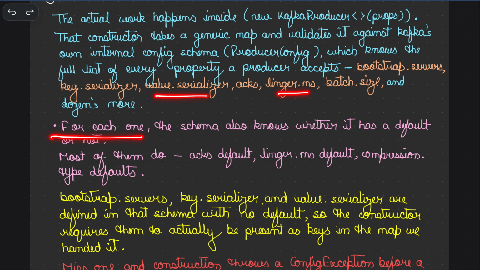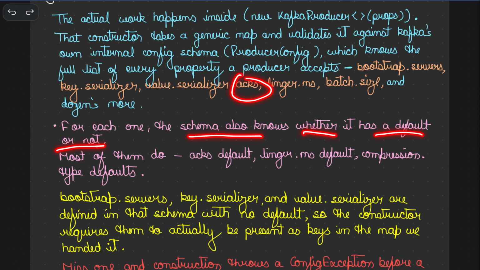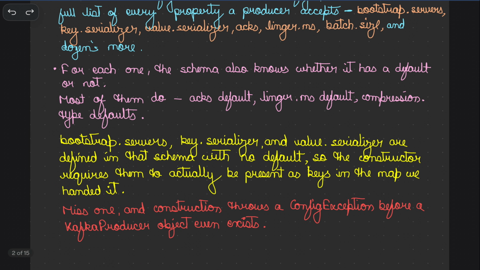For each property, the schema also knows whether it has a default or not. Some properties have a default unless you explicitly mention those values. Most of them do. Acknowledgement has a default, linger.ms has a default, compression type has a default, but bootstrap server, key serializer, and value serializer are defined in that schema with no default. So the constructor requires them to actually be present in the keys of the map we handed it. If we miss one, the construction simply throws a config exception before the Kafka Producer object even exists.